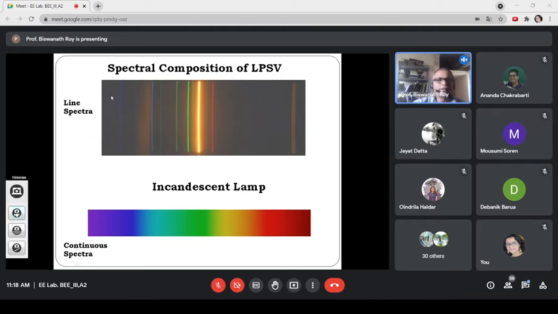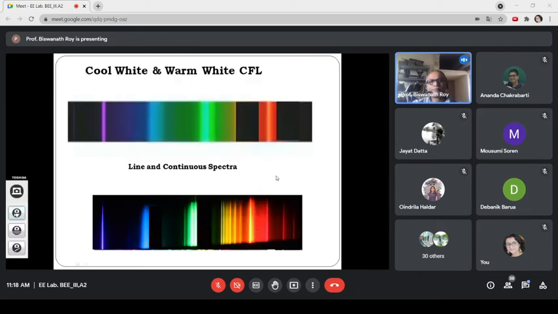So a line spectrum is visible for the low pressure sodium vapor lamp, and for the tungsten filament lamp, this kind of continuous spectrum is visible. And again I say, in case of a continuous spectrum, we need to record the range of wavelength, right? Now see the spectrum of cool white and warm white CFL. Can anybody tell what is the difference between the two spectra?